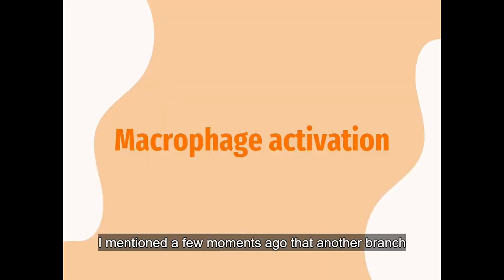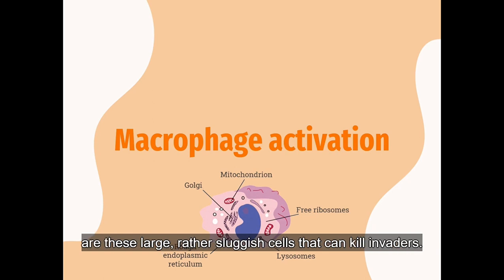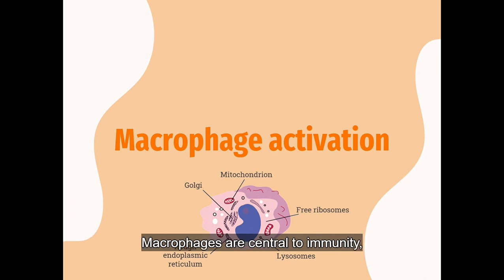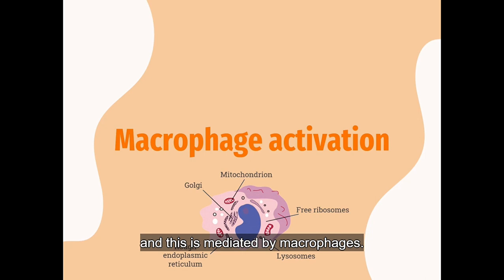I mentioned a few moments ago that another branch of cell-mediated immune response turns on macrophages. Macrophages, I mentioned in innate immunity, are these large, rather sluggish cells that can kill invaders, that they actually spend time, they can mop up after neutrophils have done their job. And macrophages are central to immunity, especially to intracellular bacteria. Remember, there are a few bacteria out there, like tuberculosis, that live inside cells, and they need a cell-mediated immune response to kill them, and this is mediated by macrophages.